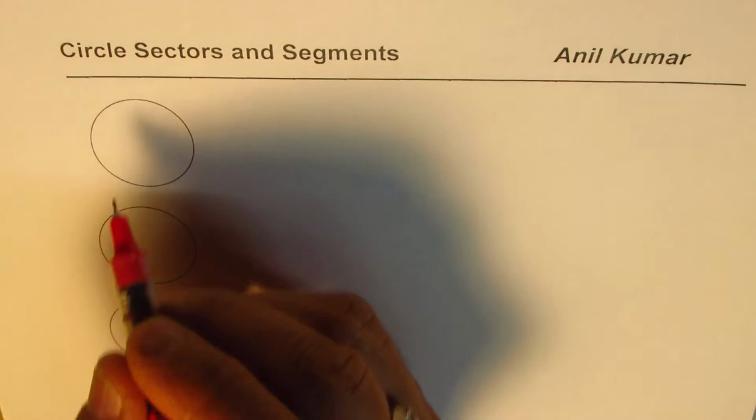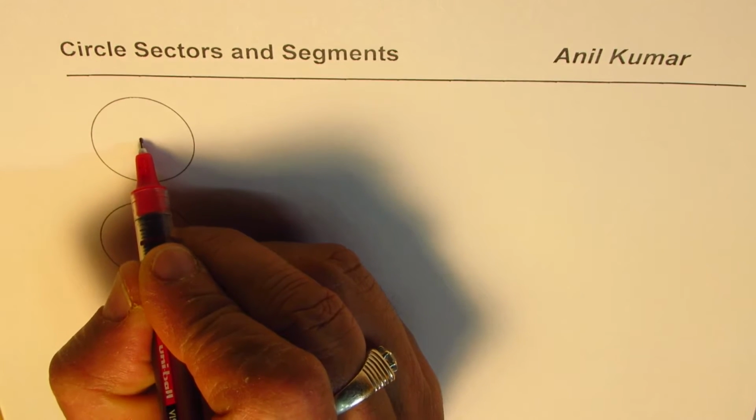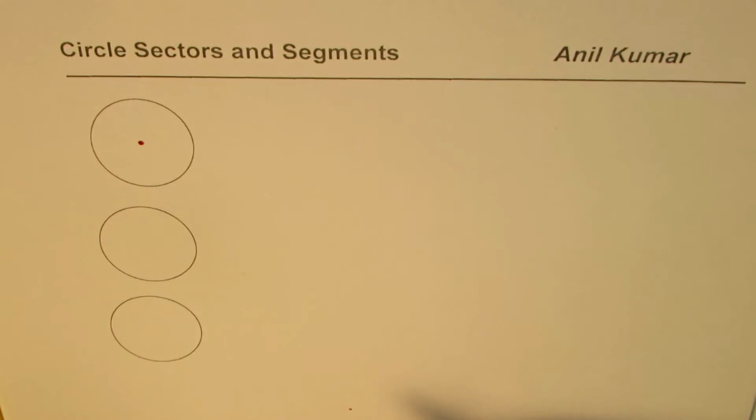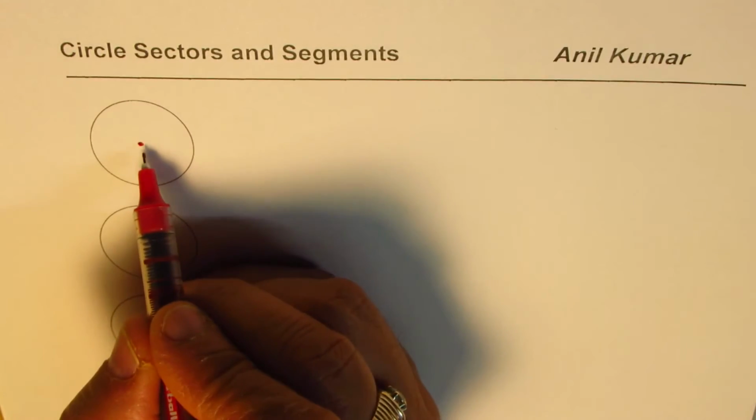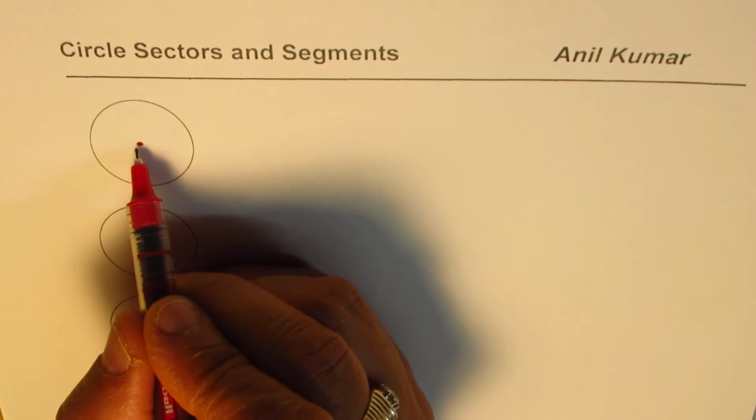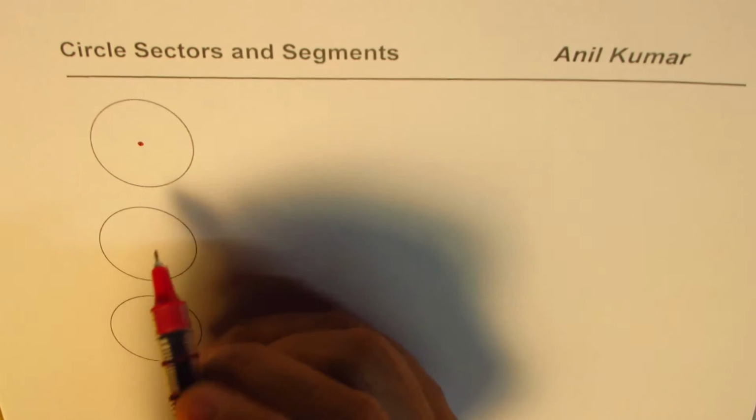Now let's talk about a circle. In a circle, all the points are the same distance away from the center. That's the idea, right? So it is a set of points which are the same distance away from a point, and this point is called the center of the circle, correct?